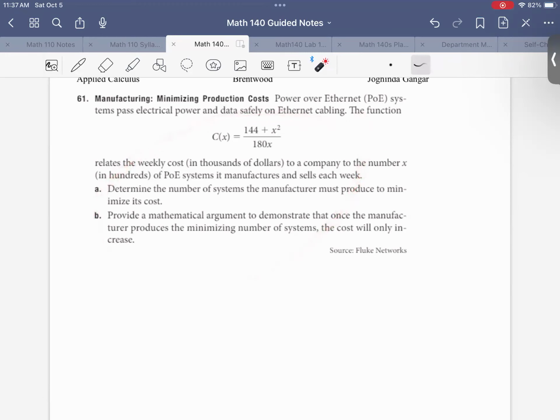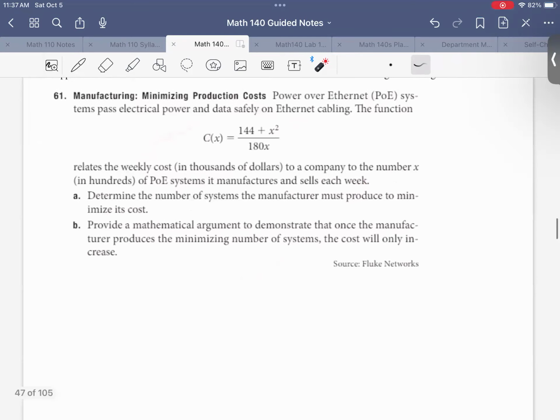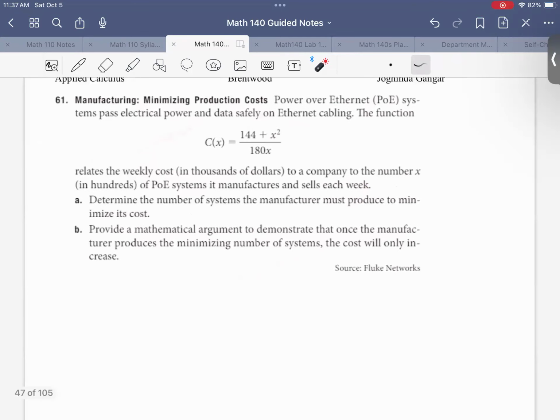In this last video for section 3.1, we're going to be going over this applied problem using our first derivative max and min tools. So let's read over this. Minimizing production costs. Power over Ethernet, PoE, systems pass electrical power and data safely on Ethernet cabling, and the function C of x equals (144 plus x squared) over 180x relates the weekly costs in thousands of dollars to the company to the number x in hundreds of PoE systems it manufactures and sells each week.